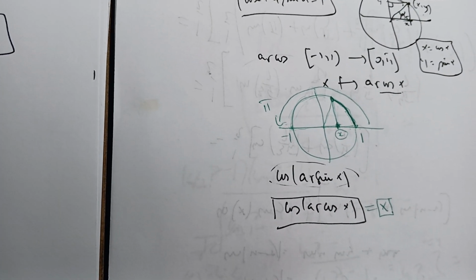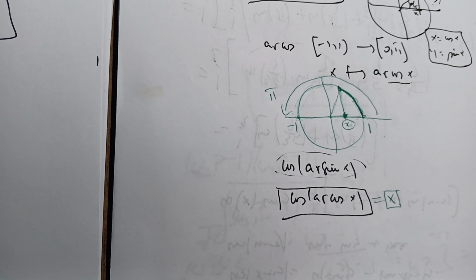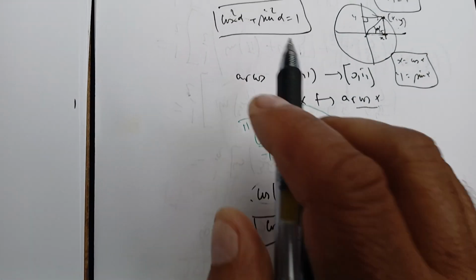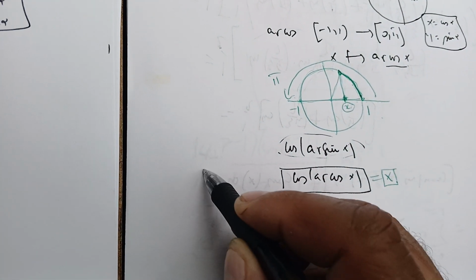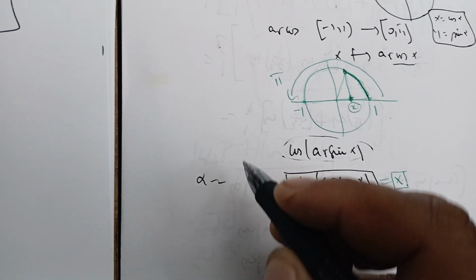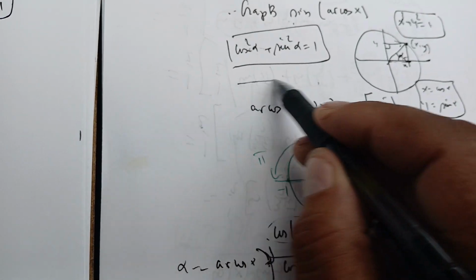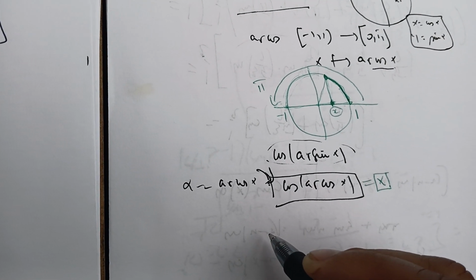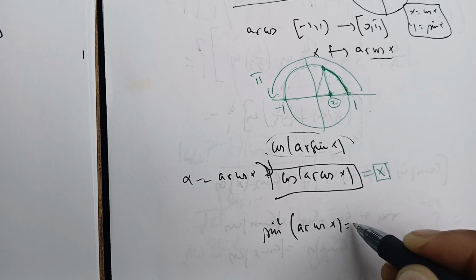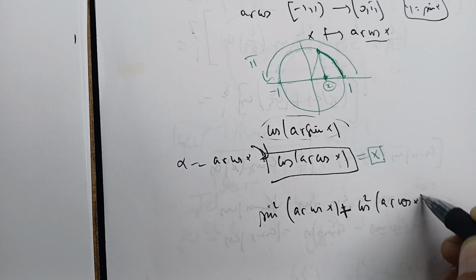What about the sine of the arccosine? How to do it? Starting from here, we're gonna let this angle be alpha, because we want to use this relationship here. So I'm gonna let alpha equal the arccosine of x. Then we have sine squared of arccosine of x plus cosine squared of arccosine of x is 1.